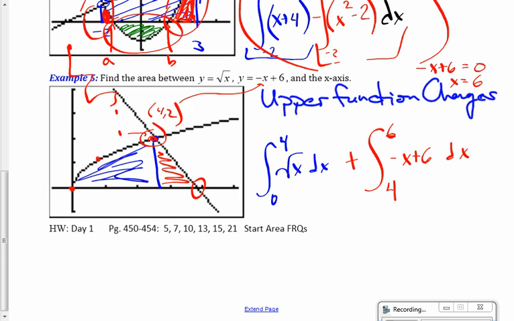There's your two integrals. I'm not going to go through the evaluation of them at this point. I want to set you up on a couple of your homework problems.